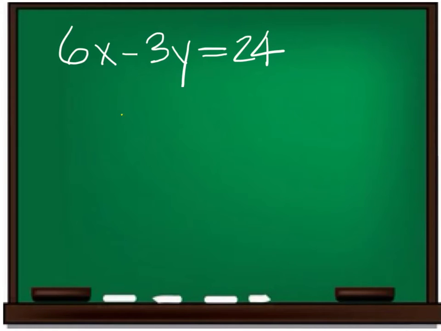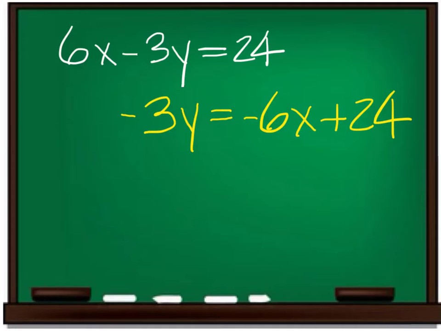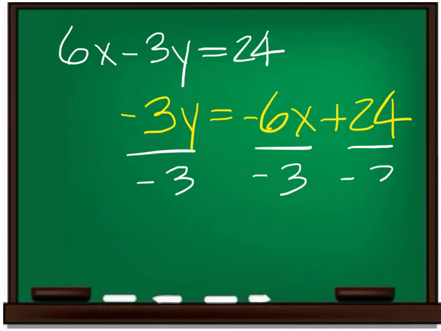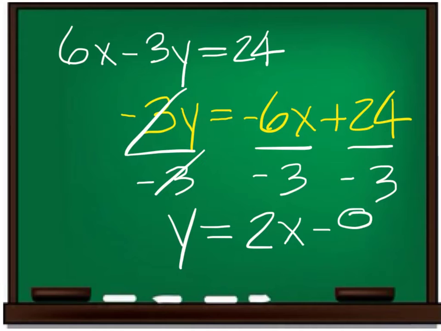For the practice problem, you should have negative 3y equals a negative 6x plus 24 to start with. Divide everything by negative 3. These cancel, so you should have y equals a positive 2x minus 8.